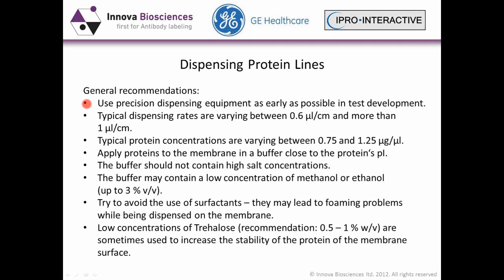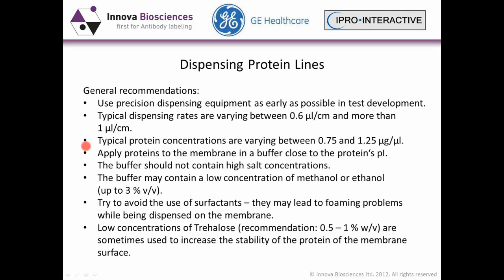Typical dispensing rates vary between 0.6 microliters per centimeter and more than 1 microliter per centimeter. Typical protein concentrations are around 1 microgram per microliter. A general recommendation is to apply your proteins to the membrane in a buffer that is close to the protein's isoelectric point.